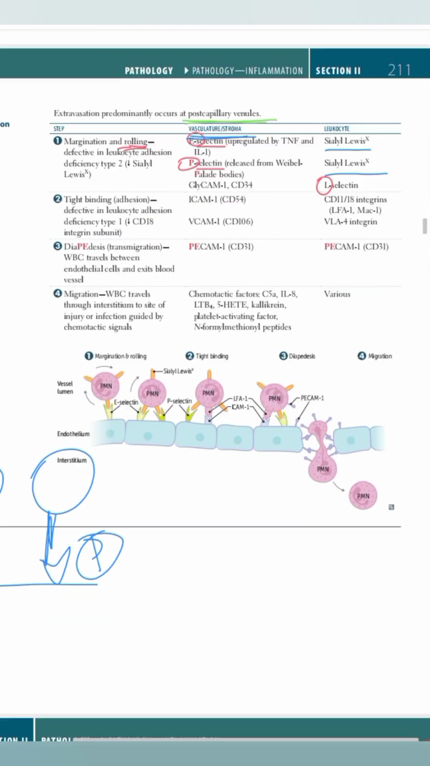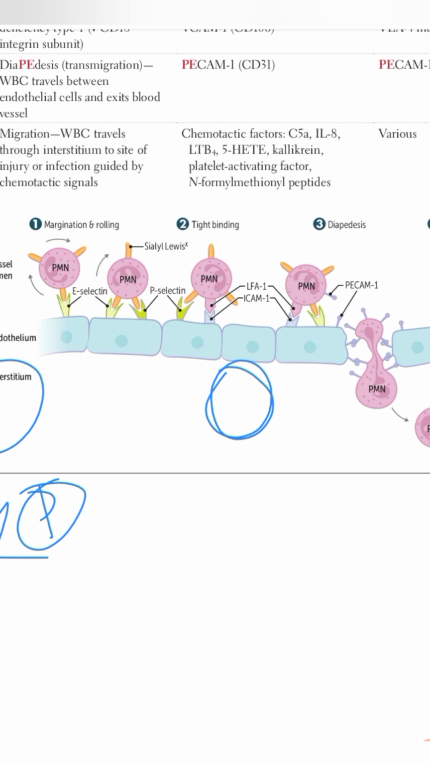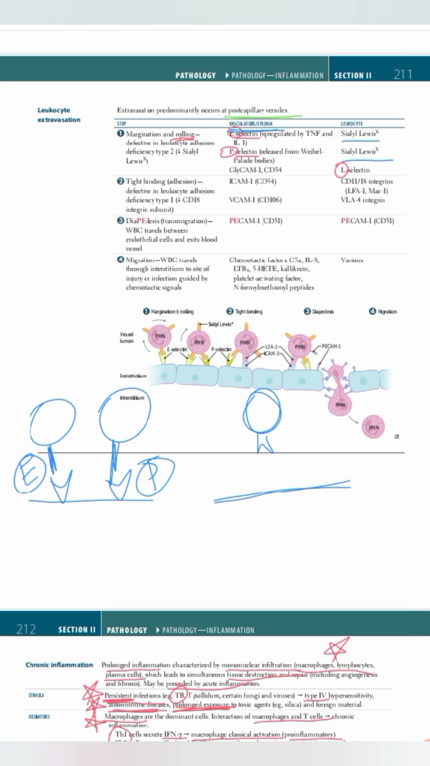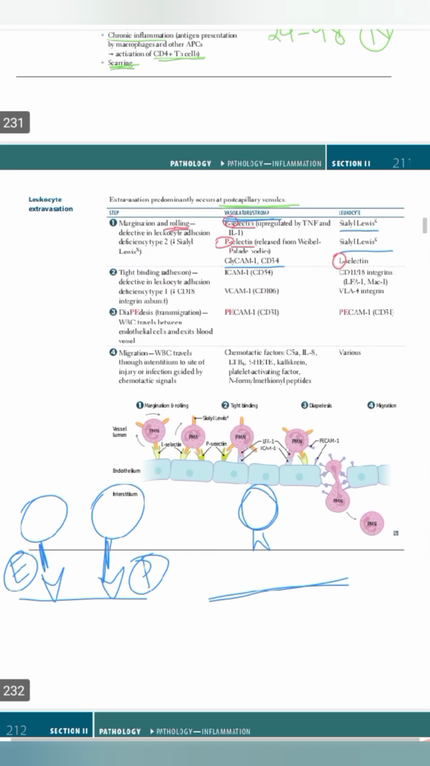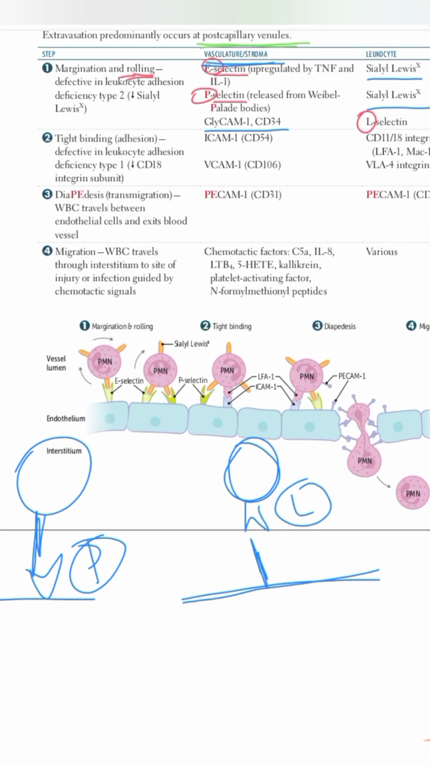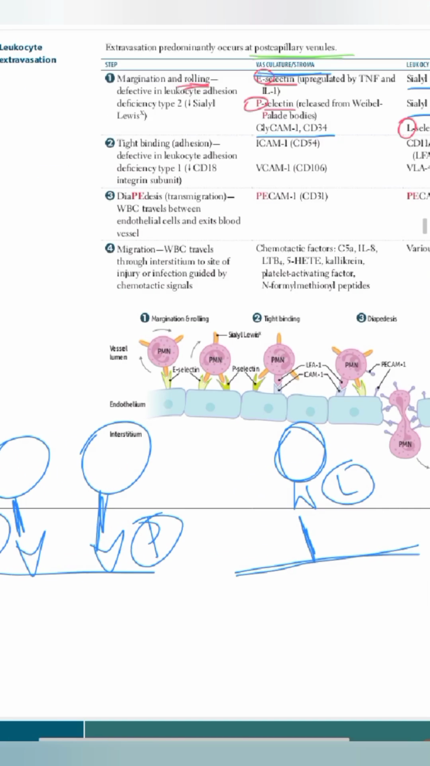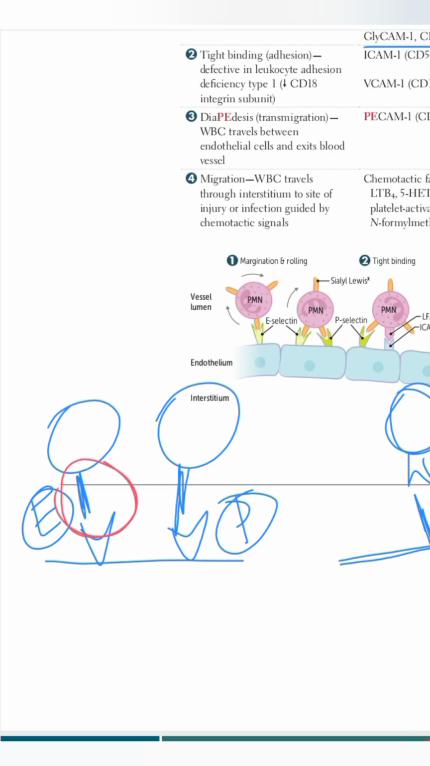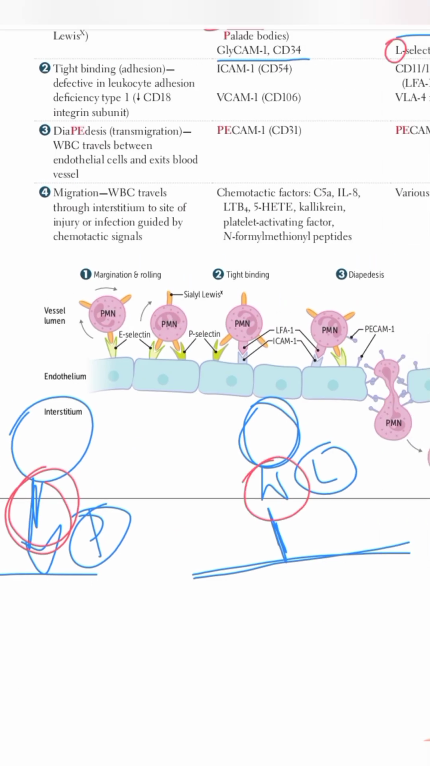And L-selectin is present on the leukocyte, and its ligand will be present on the endothelium. That is also CLI Lewis X, and it is present on the GlyCAM-1 and CD34. So this is the L-selectin, and here this is the GlyCAM-1 CD34. So what happens in the first step is that there will be interaction of the selectins and their ligands, and it will cause loose adhesion of the WBCs to the endothelial cells.